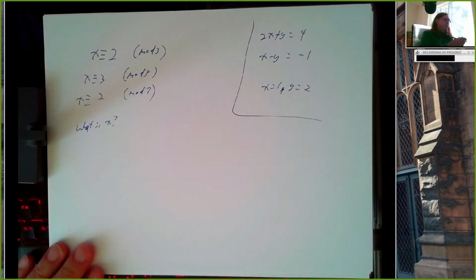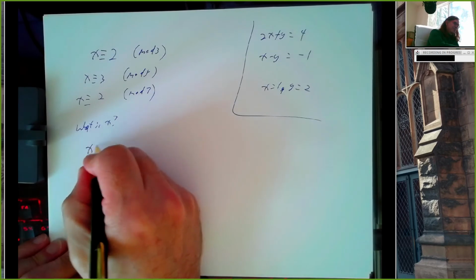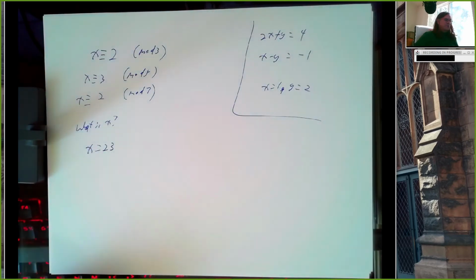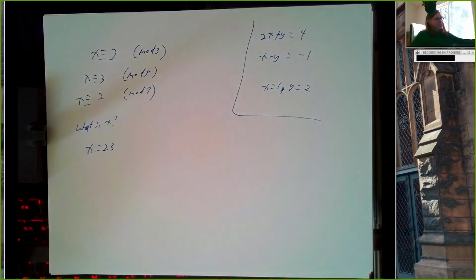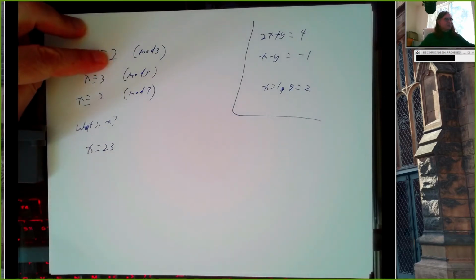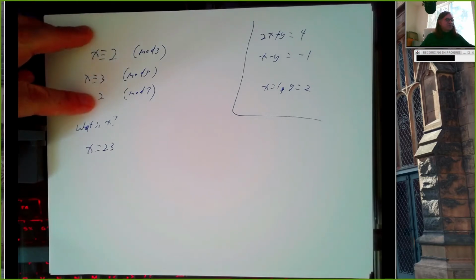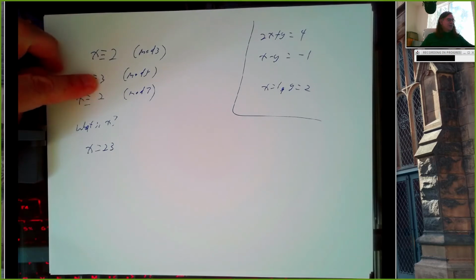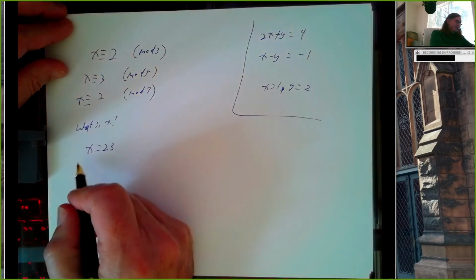And one value of x for which this set of equations will be true is x is 23. It's 2 more than a multiple of 3, because 23 minus 2 is 21, and that's 3 times 7, right? It's 2 more than a multiple of 7, because 23 minus 2 is 21, that's 7 times 3, and it's 3 more than a multiple of 5. 23 minus 3 is 20, that's 5 times 4. So this is a solution.